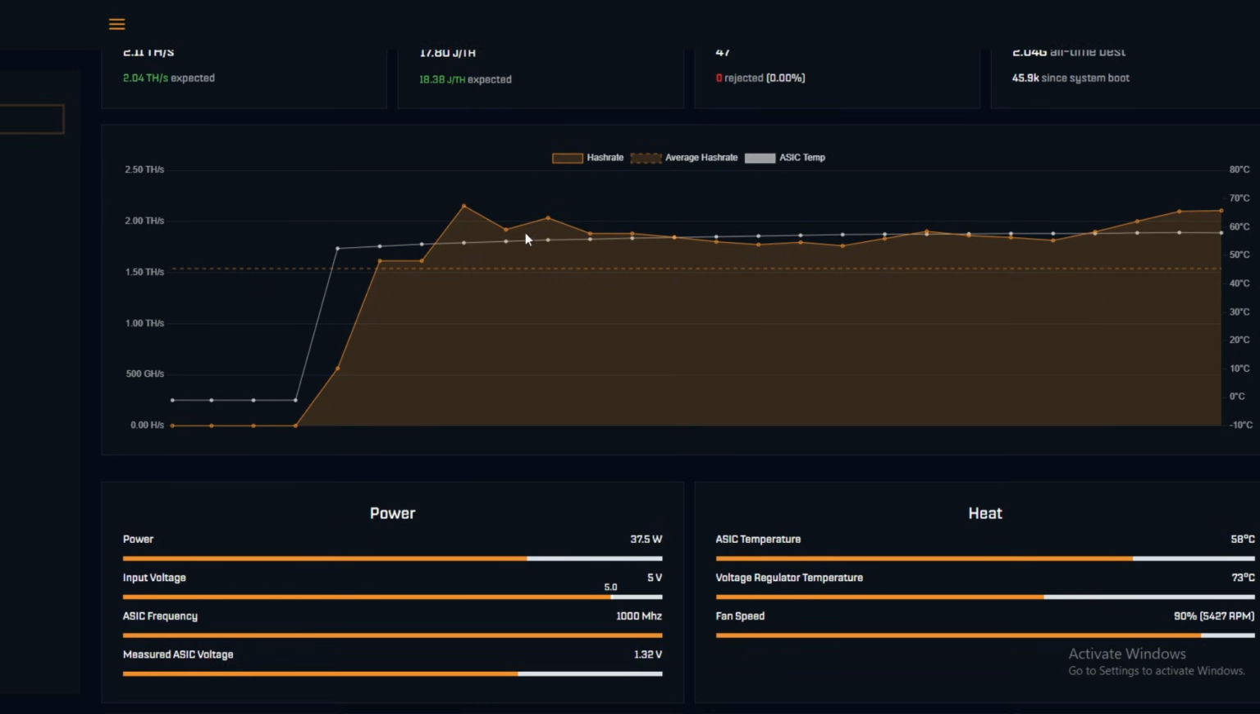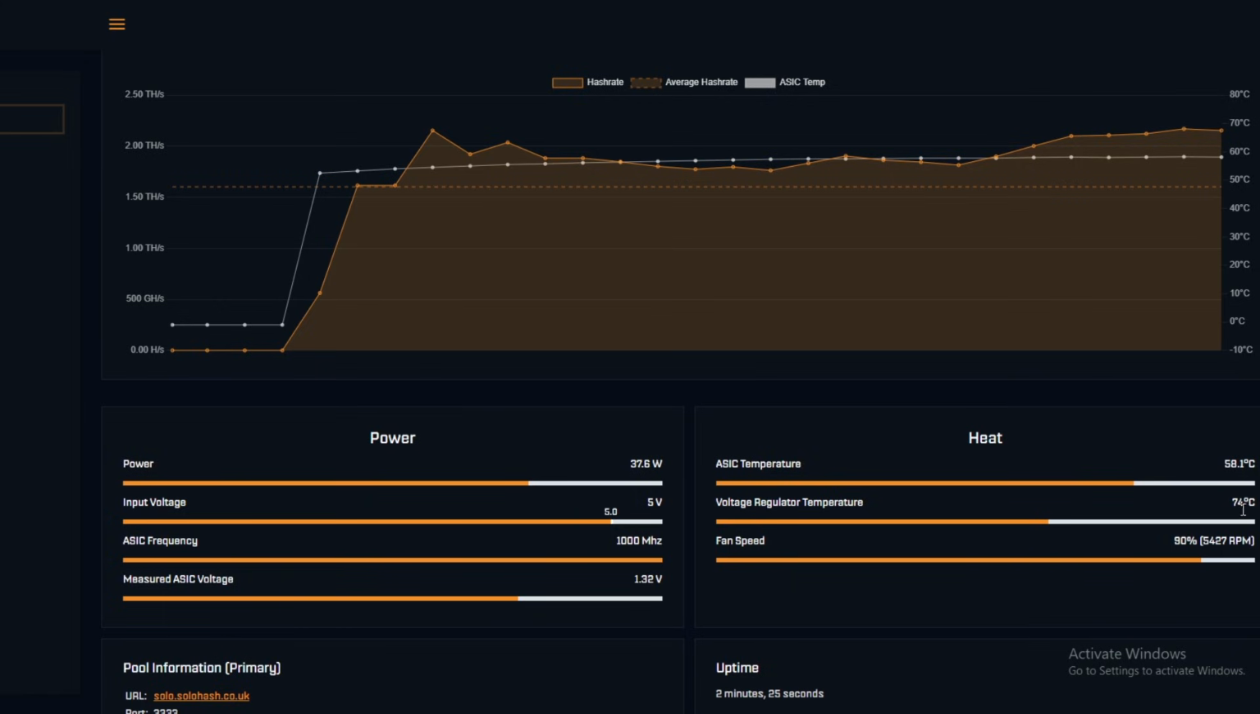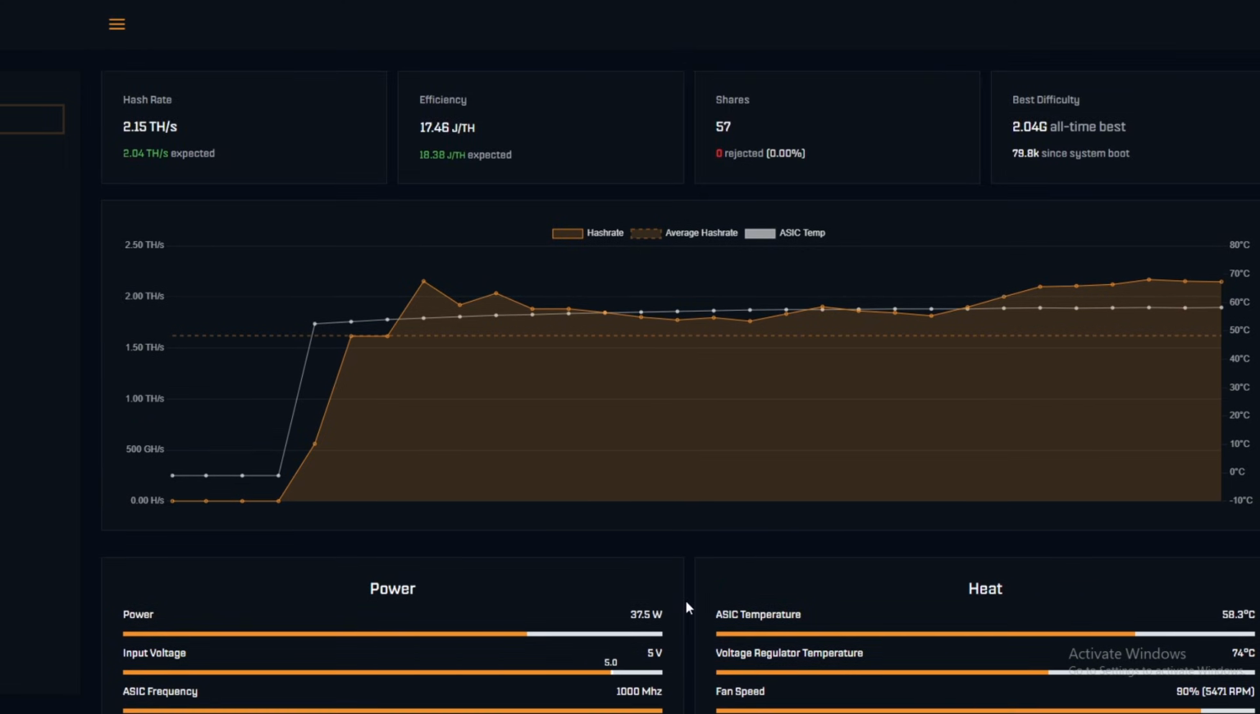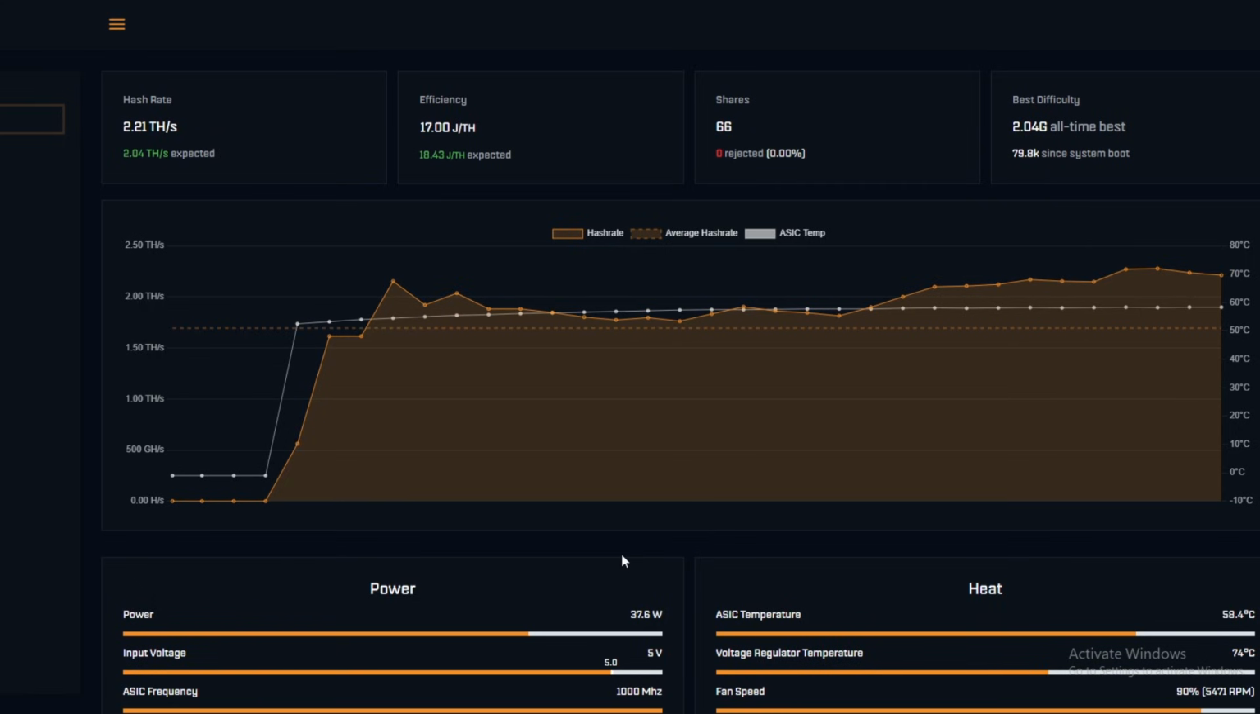But it looks like it's actually pretty stable here. So 37.6 watts. Temperature is still rising a little bit, but it's just stabling out. If you can see the line there, it's pretty stable at 58. The voltage regulator is pretty stable as well, but it seems to be heating up a little bit. The fan speed, obviously not changing. But overall, I think we're doing pretty well in terms of the hash rate. We haven't had any rejected, so that's great. Efficiency is actually higher, or lower technically, than the expected, so that's good as well. But I also don't know if it's recording the watts for the 2 fans and not the 1 fan.